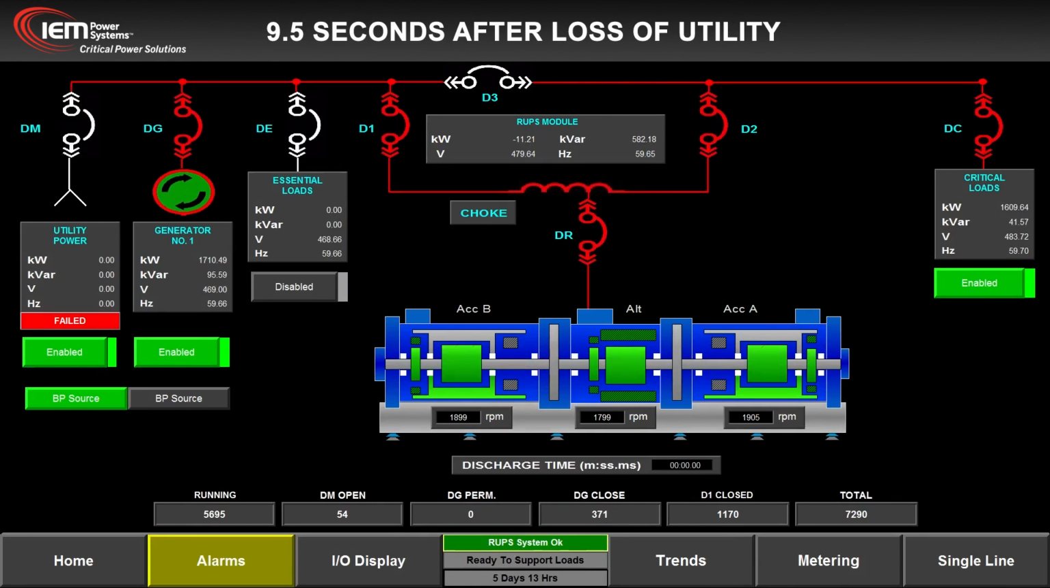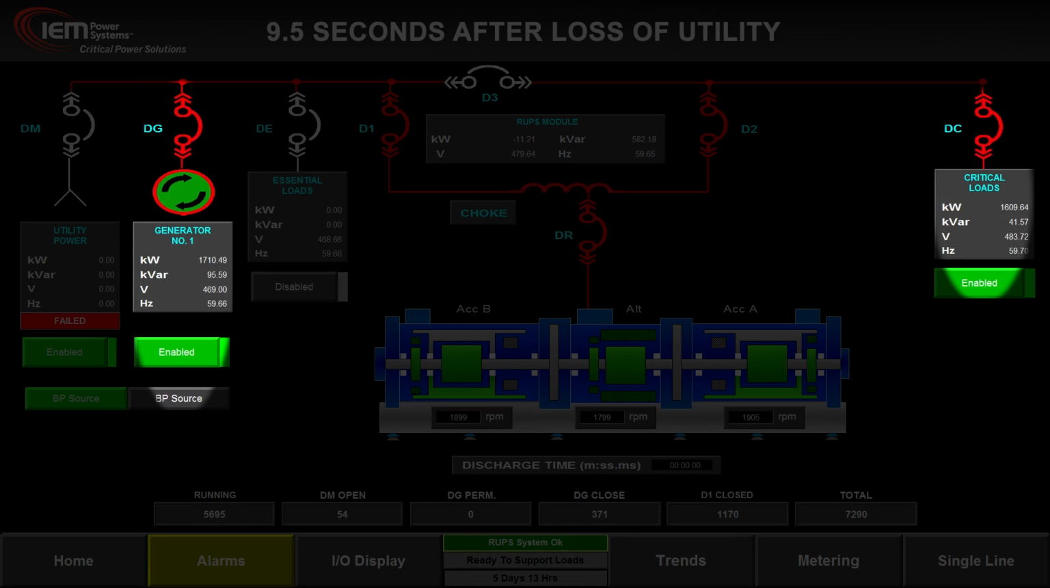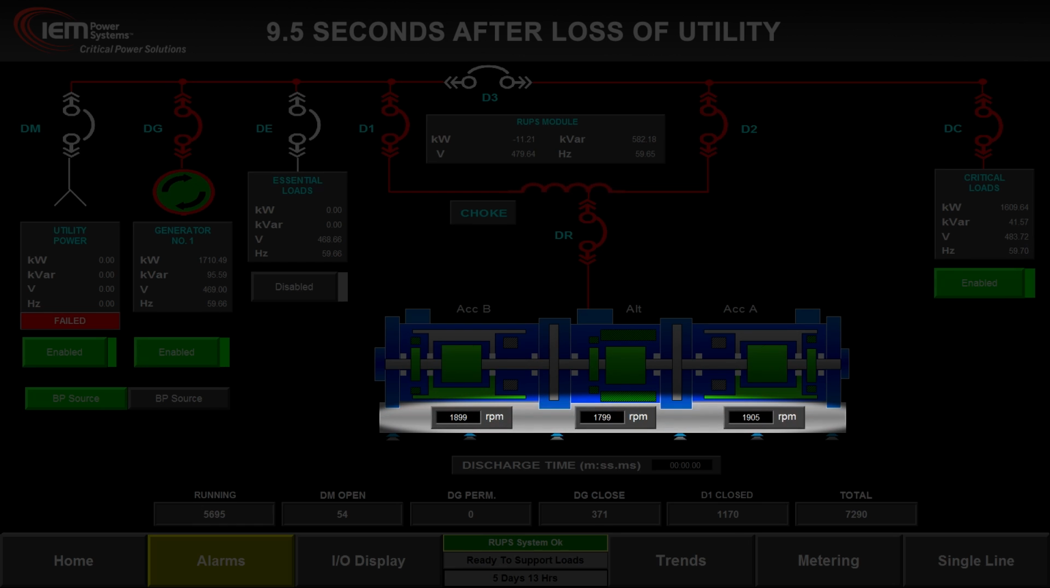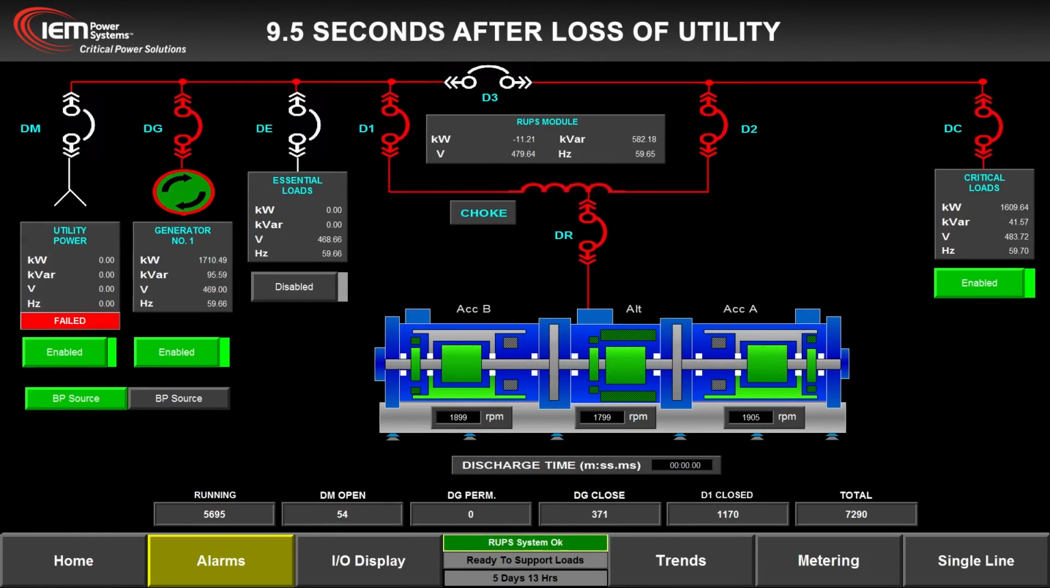9.5 seconds after utility power was lost. The diesel genset now provides all power to the critical load. The Rotoblock was almost completely discharged at 1900 RPM when the diesel genset had accepted the full critical load. Rotoblock recharge begins.